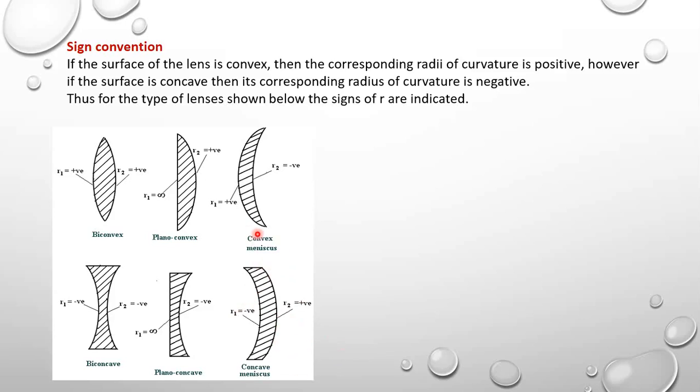Now for the convex meniscus and the concave meniscus, for you to know which one is going to take on the negative value, you look at the two values of the radius of curvature. The one which has a larger magnitude takes on the negative sign, and the one which has a smaller magnitude takes on the positive sign.